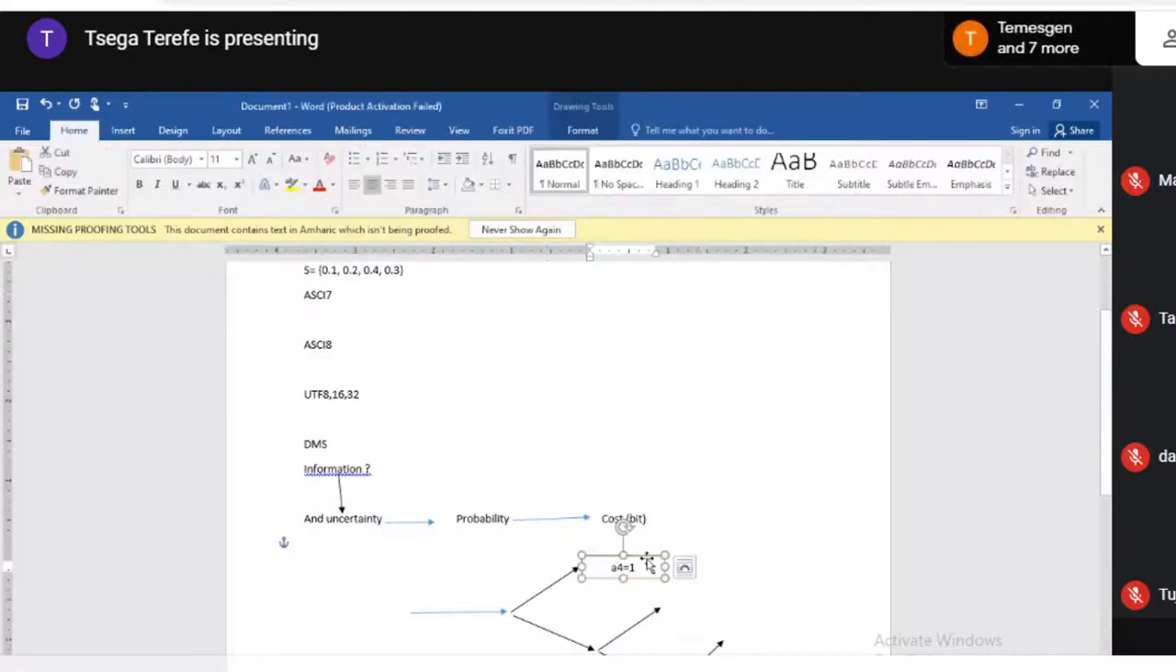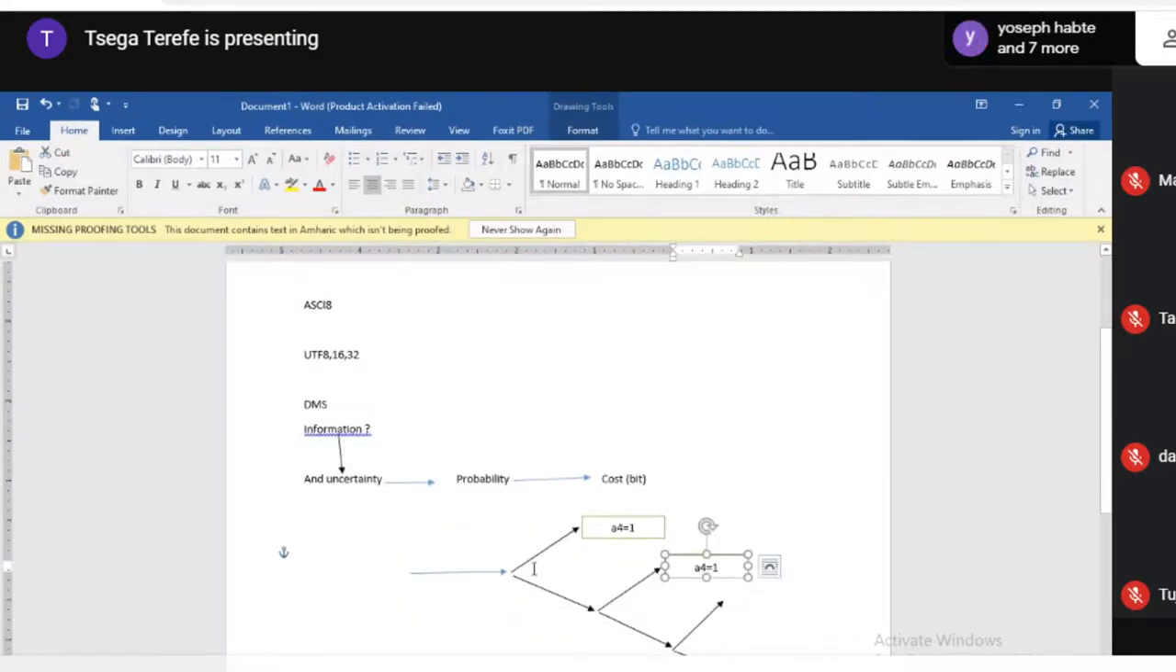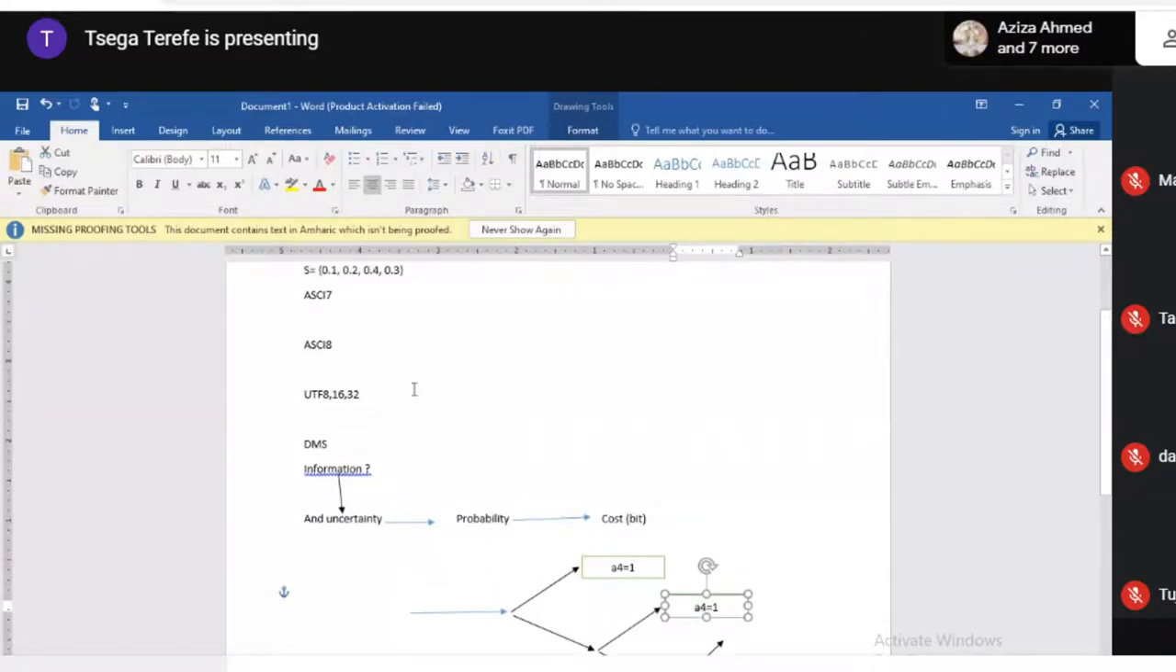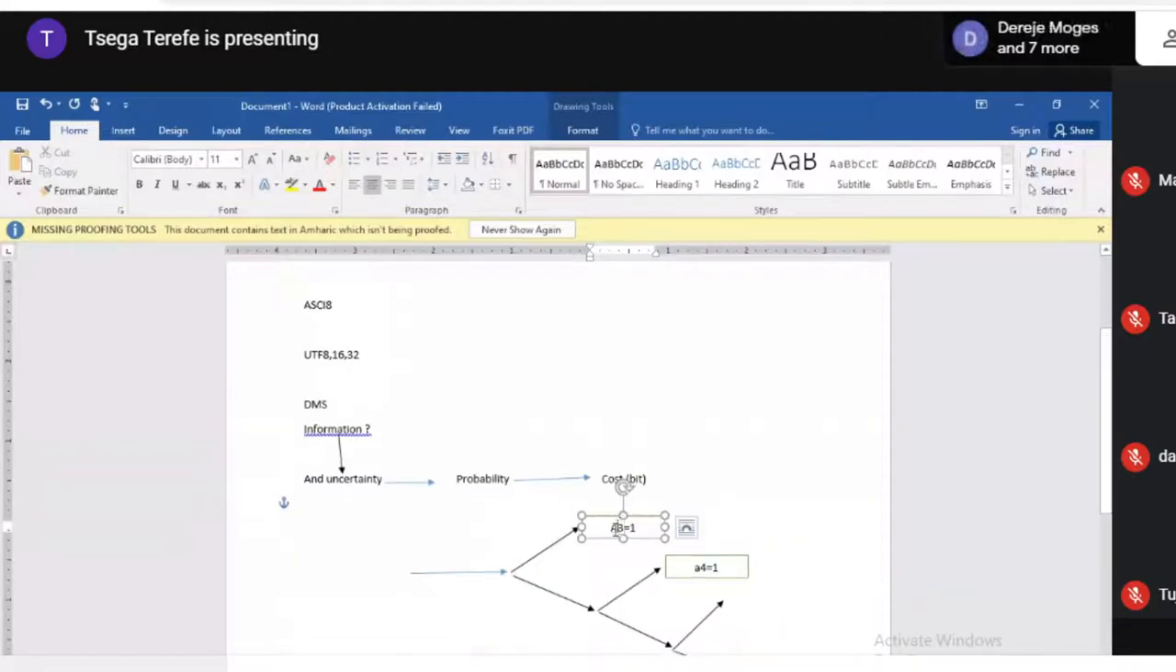And similarly, for A3, you ask, is it A4? Yes or no. If no, then again you ask, is it A3? Here the first answer is no, and the second one is yes. So the bit that should be allocated for A4 is 01, whereas for the symbol A2, you ask, is it A2? You would receive two no's, then after that you would receive a yes.